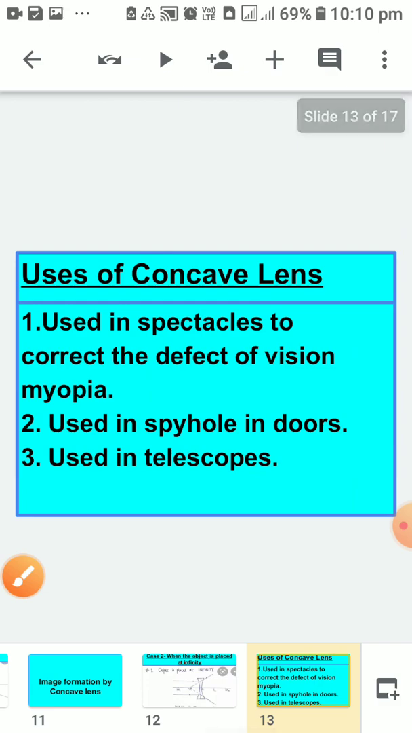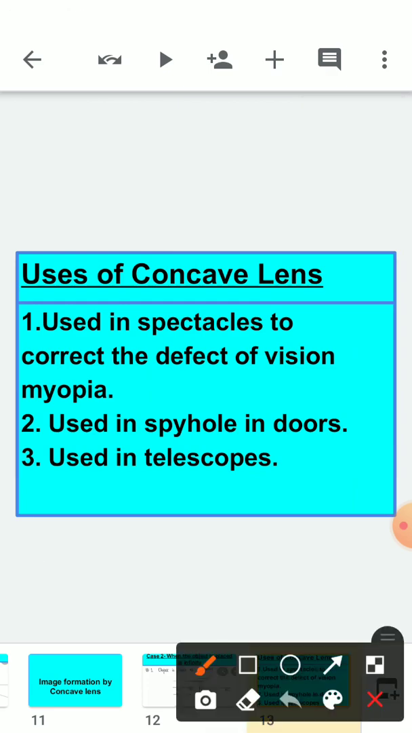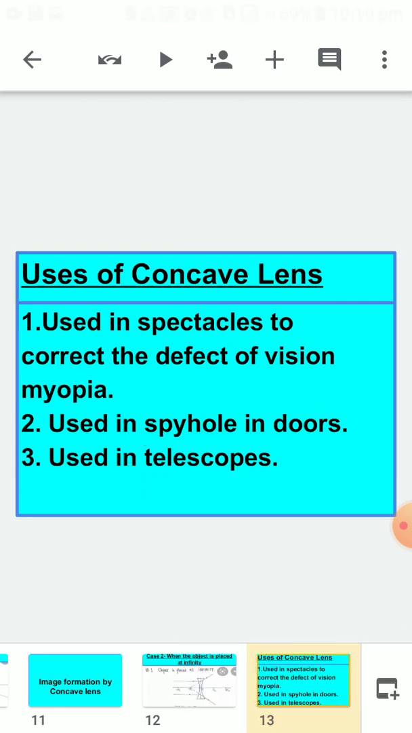Now the uses of concave lens. Concave lens is used in spectacles to correct the defect of vision, myopia. Myopia in which a person is not able to see the far objects. It is also used in spy holes in doors and also in telescopes.